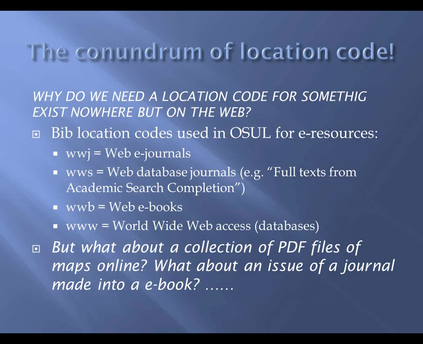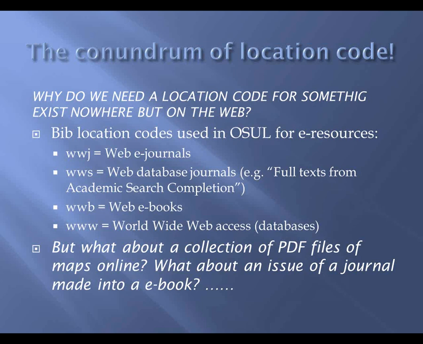And here I'd like to share what I call a conundrum. The question is probably a response to the complexity of e-resource cataloging and the things we provide. We cataloging librarians are trying our best to make a lot of local practices like this and trying to make sense to ourselves, if not at all to our users. So the question I always ask myself is, why do we need a location code for something that exists nowhere but on the web, right?